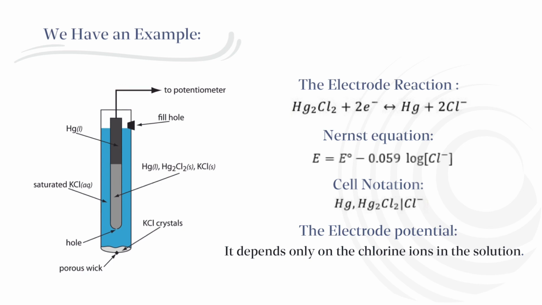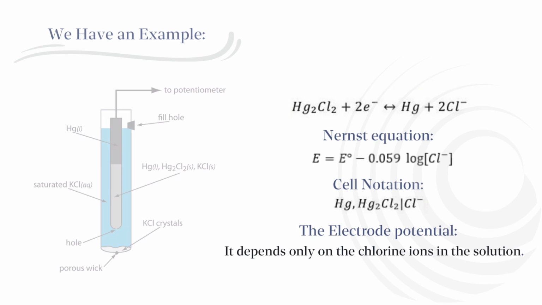So each mercury ion gains 2 electrons from mercury on the surface between calomel and mercury, and the mercury is neutralized and becomes a mercury atom. And now the Nernst equation will be presented. We have also the cell notation. In the end, the electrode potential of the second electrode depends only on the chloride ions in the solution. This example is called the calomel electrode.